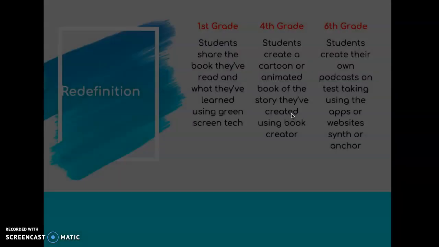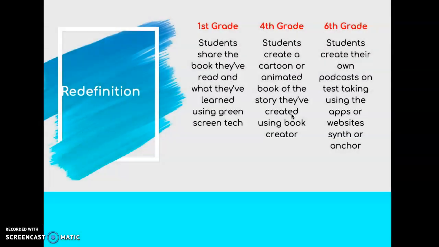Now, redefinition is really when we get to the most sophisticated use of technology. In first grade, students might share the book they've read and what they've learned using green screen technology, like Doink is a really good app for that. I know that some of you have used that before. Students in fourth grade could create cartoons or animated books using Book Creator, which I know some of you have used as well. And students in sixth grade could create their own podcasts or a website on test taking.